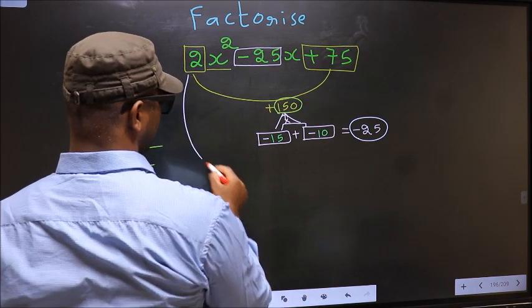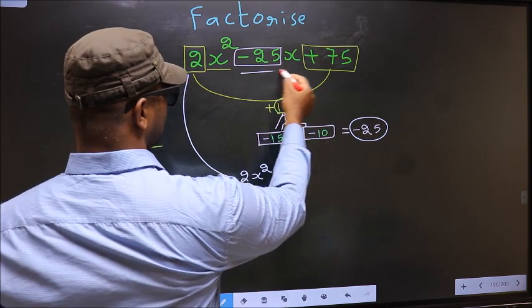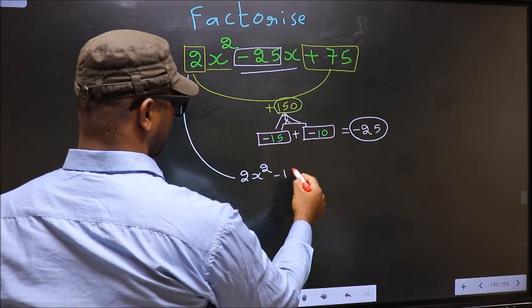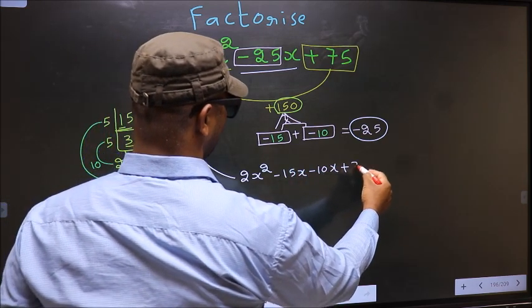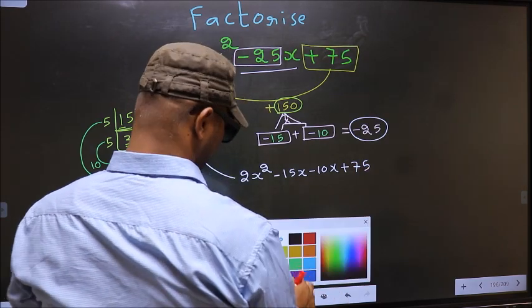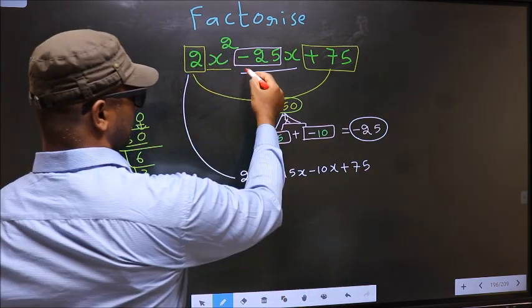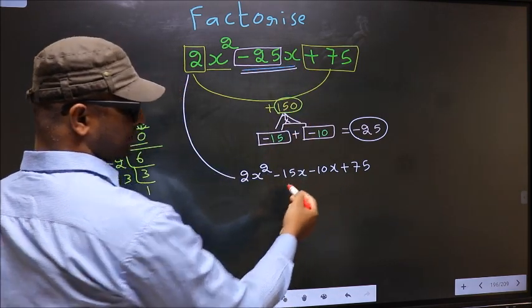Now you should change this to 2x². In place of −25x, now we should write this: −15x −10x + 75. Did you understand? In place of −25x, we have written this.